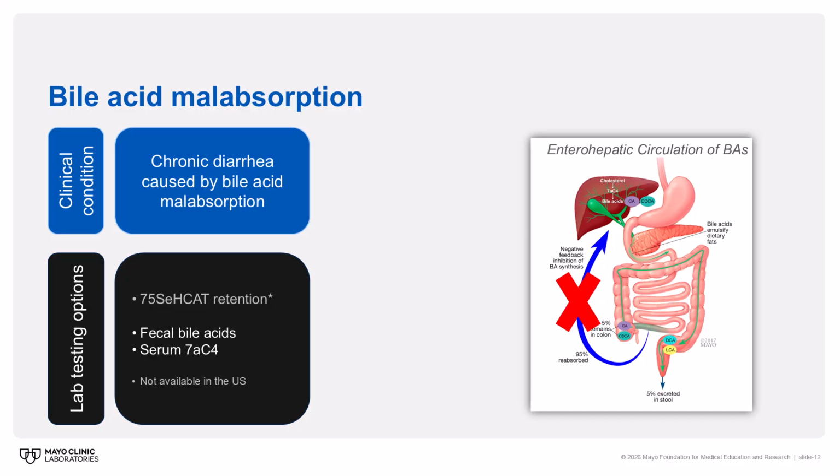The worldwide gold standard test is actually a radioactive test, the SeHCAT retention test, which is not available in the United States, so we will not be talking about that during this talk. The two tests that are available at Mayo Clinic are the fecal bile acid test and the serum 7-alpha-C4 test.